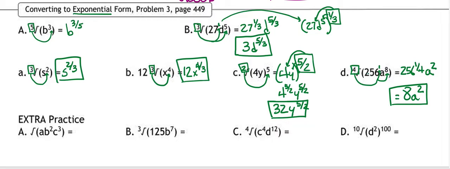Okay, again, this is the more aggressive way. There are other math teachers that probably have you rewrite it this way. Probably group 256 a to the 8. You take that whole thing to the 1/4 power. That is accurate. That is mathematically correct because you get the same thing. I just get to the same answer a little bit faster. Okay, so be aggressive or write it all out. It's up to you. All right, what about the extra practice?